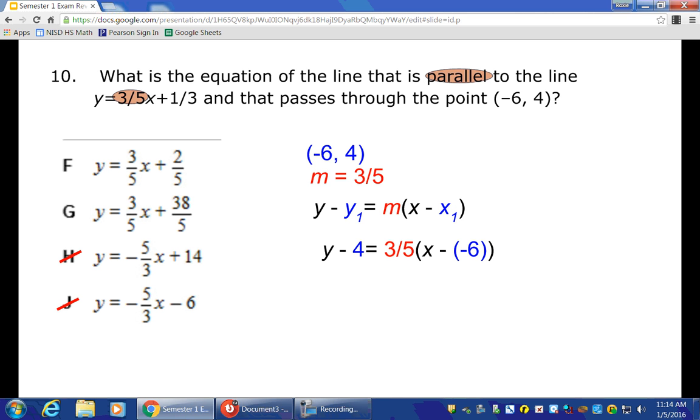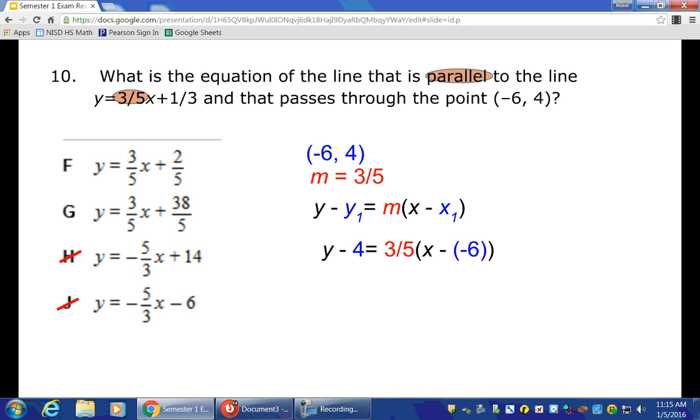I've also eliminated answer choices H and J because I can see if the lines are parallel, they must have the same slope. H and J do not have a slope of 3/5. The remaining answer choices, F and G, are both in slope-intercept form. So I want to solve this equation that I've written for y so that it is in slope-intercept form.